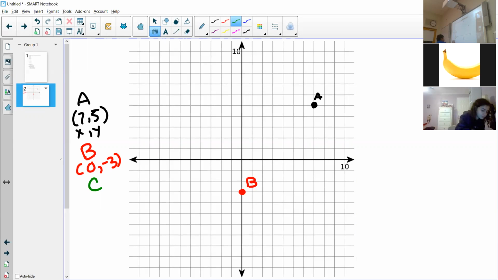Next one, C, which is (5, 0). So +5, I'm going to go right 5. 1, 2, 3, 4, 5. 0 up or down. So because I go 0 up or down, I'm already here. So this is (5, 0). And I should know that it's on the x-axis because y was 0. I don't go up nor down.